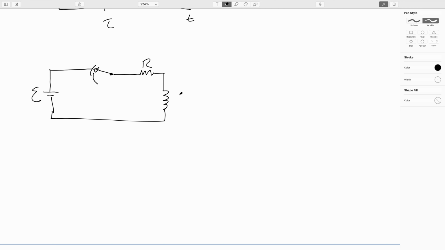I'll just go ahead and hook that into the circuit right there. Okay. So what's up with this really weird switch symbol right here? This switch symbol is for what is called a make before break switch.